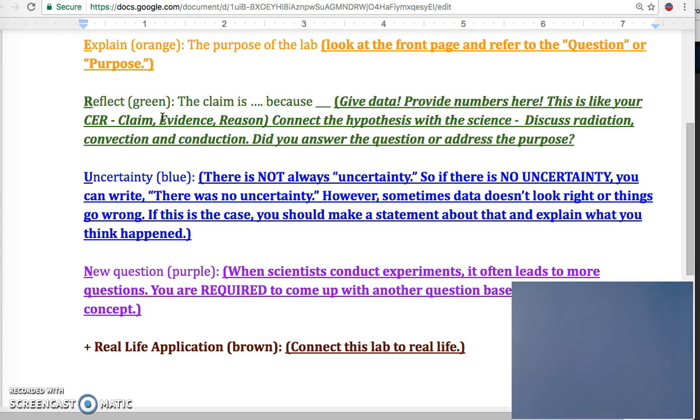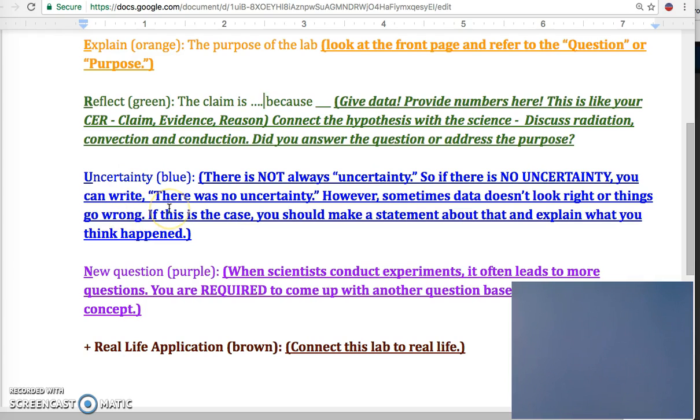Our lab here is around convection, conduction, and radiation. So once again, that's about the purpose. You're looking at the purpose when you're writing this reflect section. You're looking at the title and asking, how does my data connect with this idea of convection, conduction, and radiation? So you should be making connections between those and talking about that in this green section. And once again, this green section, the reflect section, should probably be the biggest section of your lab.